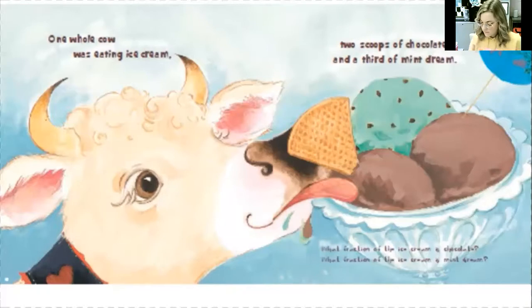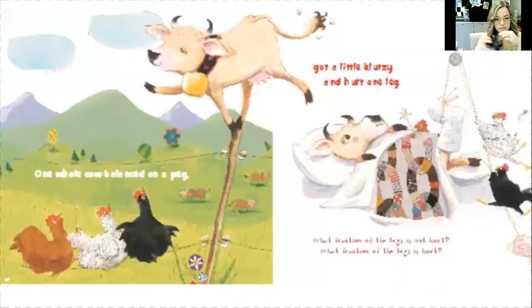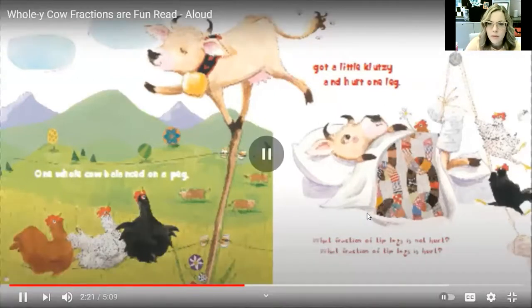1 whole cow balanced on a peg, got a little klutzy and hurt 1 leg. Oh no, what fraction of the leg? So 1 whole cow. What does that say? Oh, balanced on a peg. She got klutzy. She hurt 1 leg.